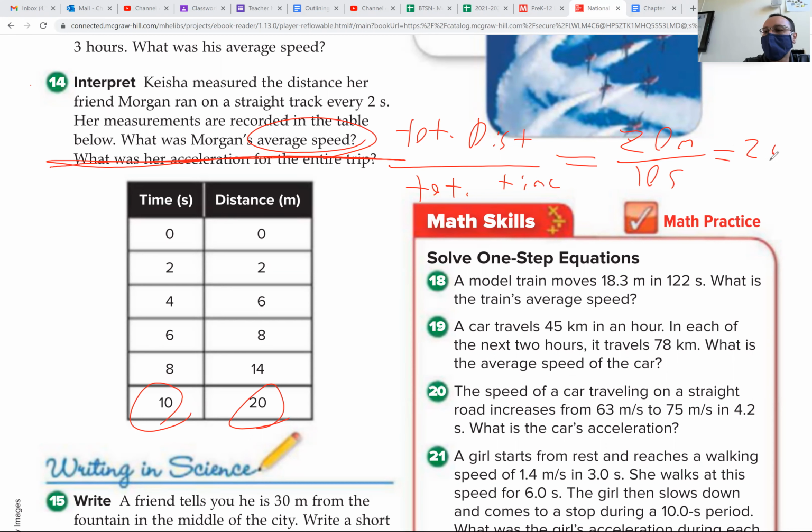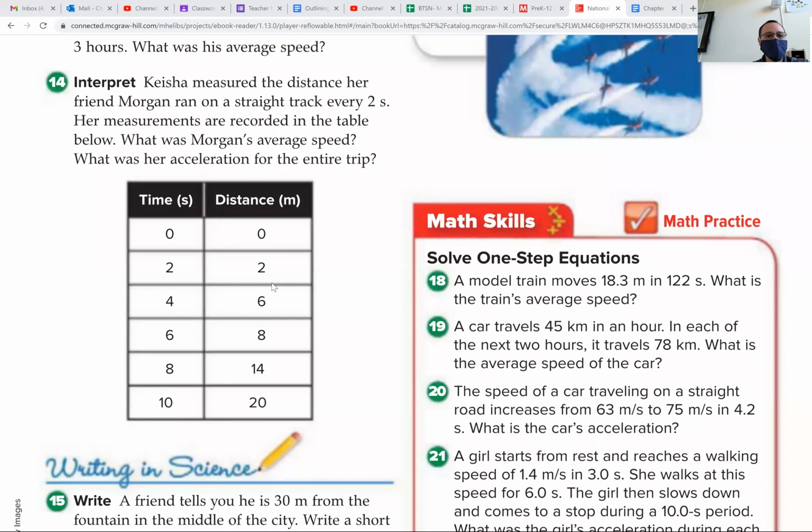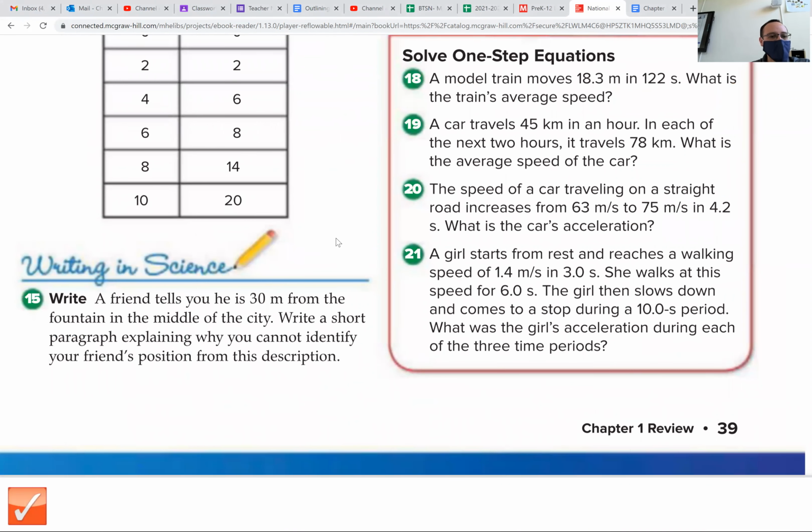So that gives us 2 meters per second, okay? Any questions, any questions? Going once, going twice? Sold for a bag of Skittles. Skittles, they're delicious. Taste the rainbow.